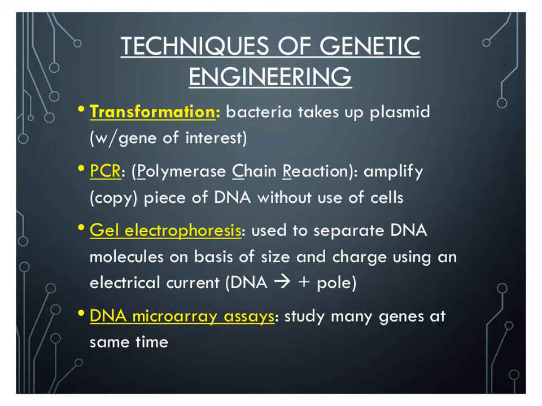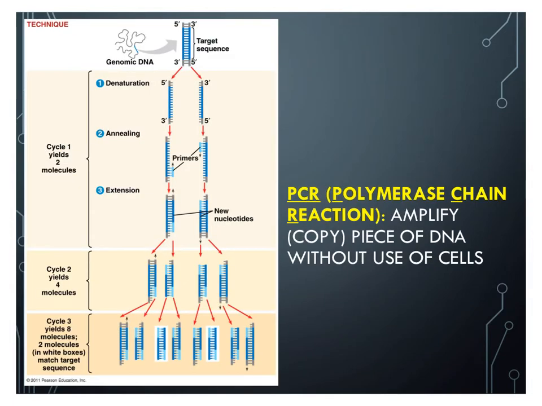So transformation is when the bacteria takes up the plasmid with the gene of interest. It's called transformation because the bacteria now has new DNA that wasn't original to that bacteria. The polymerase chain reaction, PCR, that we just looked at, amplifies pieces of DNA without the use of cells. Gel electrophoresis, again, was the DNA mapping that's used to separate DNA molecules using an electric current. And then DNA microarray assays study many genes at the same time. This is how we're doing the Human Genome Project and mapping the DNA strand.